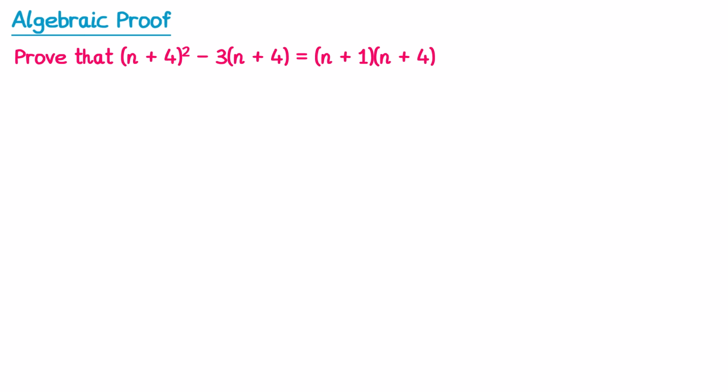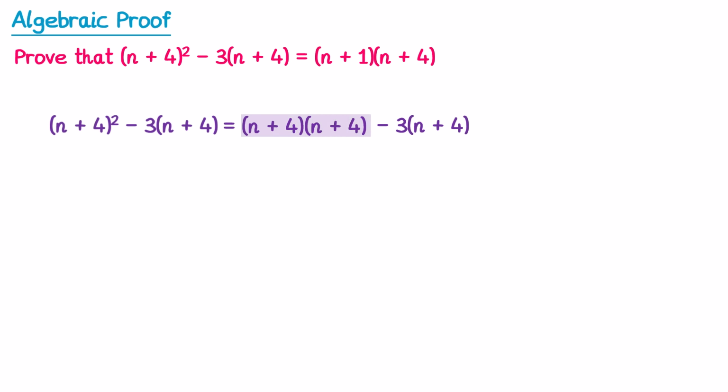We're going to start with the left-hand side, which is this, and then we're going to manipulate it so that we end up with what's on the right-hand side. So we're going to first of all look at this part here, (n+4) all squared, which means n plus 4 multiplied by itself. So this is equal to (n+4)(n+4). And then we have minus 3 lots of (n+4). Now what we're going to do is expand this out. We'll expand these double brackets here first.